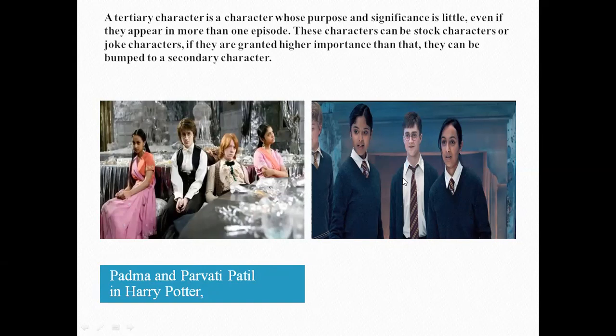In big novels like Sharat Chandra or Shirshendu Mukhopadhyay, or Lord of the Rings, big texts like that, if you read this, you are going to understand that. Oh yes, they are tertiary characters. They suddenly appear and they disappear suddenly. Okay.